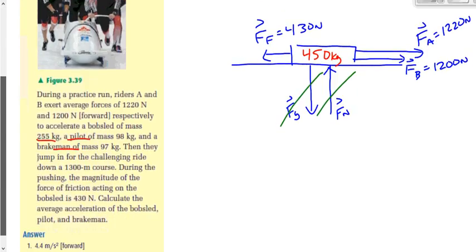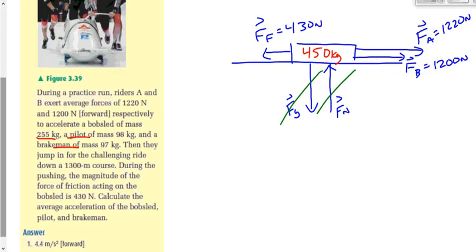What about this 1,300-meter course? Does that matter? No, there's a couple things in here that don't matter, right? Kind of like the color of the bobsled, red or blue or yellow. What's next? Laura, what's our next step there? Yeah, the net force, the total force, whatever you want to call it. It's the same thing. FF plus FA plus FB. Should I put these ones in alphabetical order? No, it doesn't matter. You can if you want. 1 plus 2 is 3. 2 plus 1 is 3.